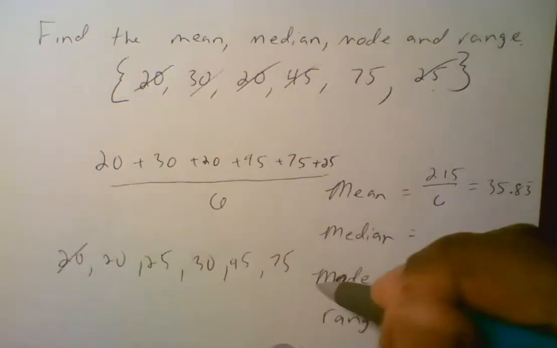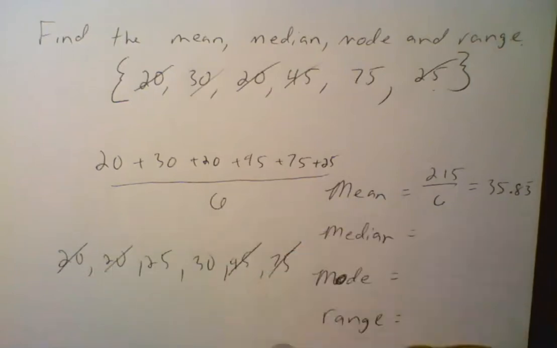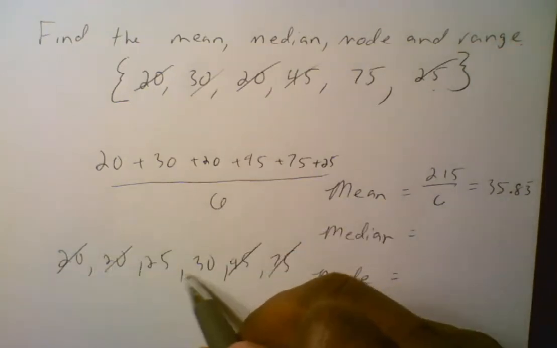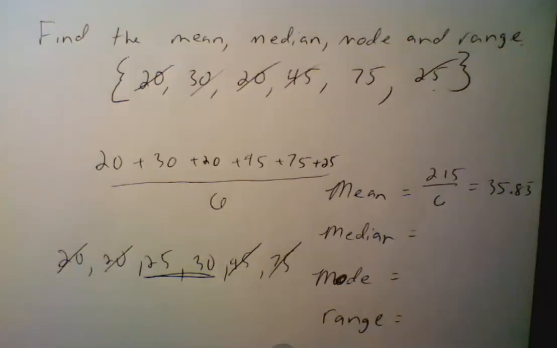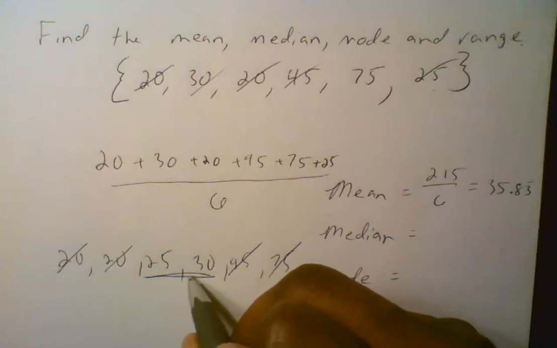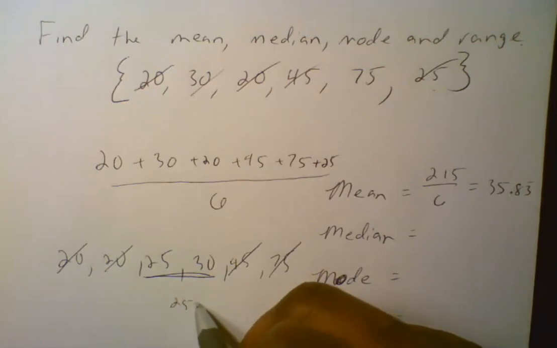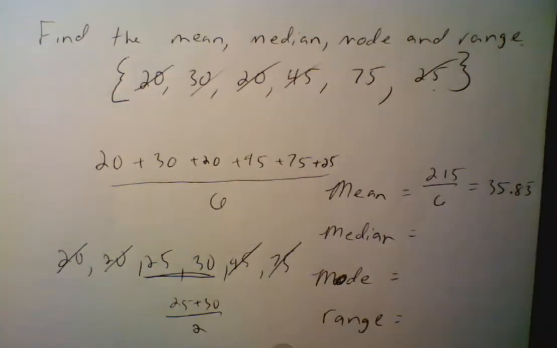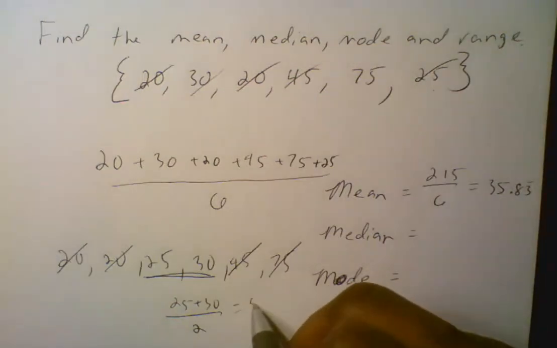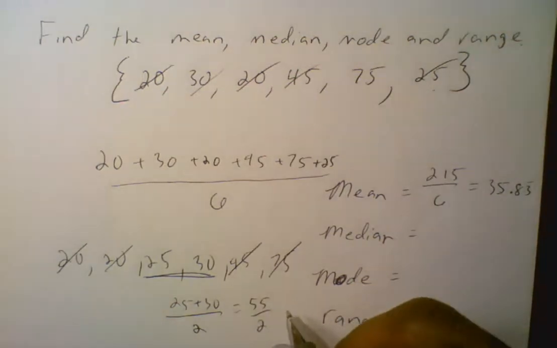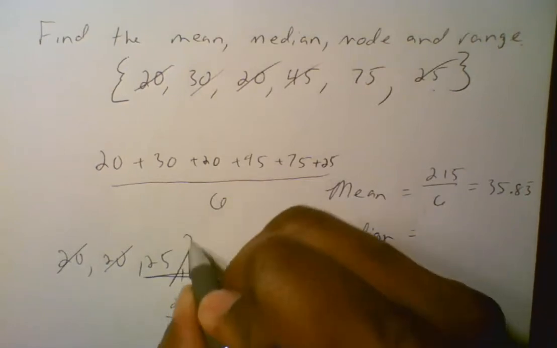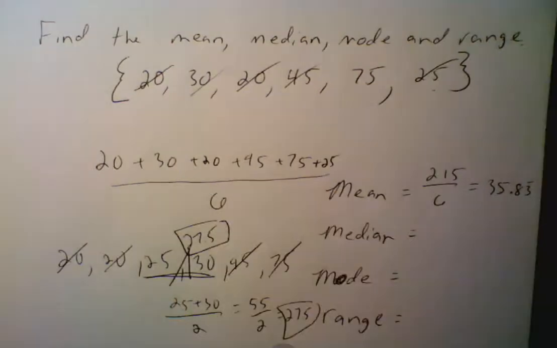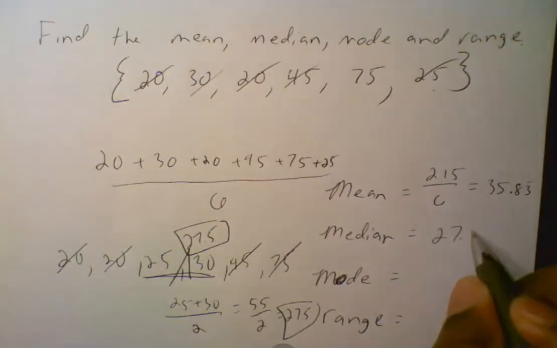So when I strike off the first and last, and then the next and the next to the last, these two are the last two left. So that means I don't have a single middle number. So to find it, I take these two and add them, and then divide by 2. So I would have 25 plus 30, and divide that by 2 to find my median. So it gives you 55 over 2, and I'm pretty sure it's 27.5. So my median is 27.5. That's the number in the middle of all of that.